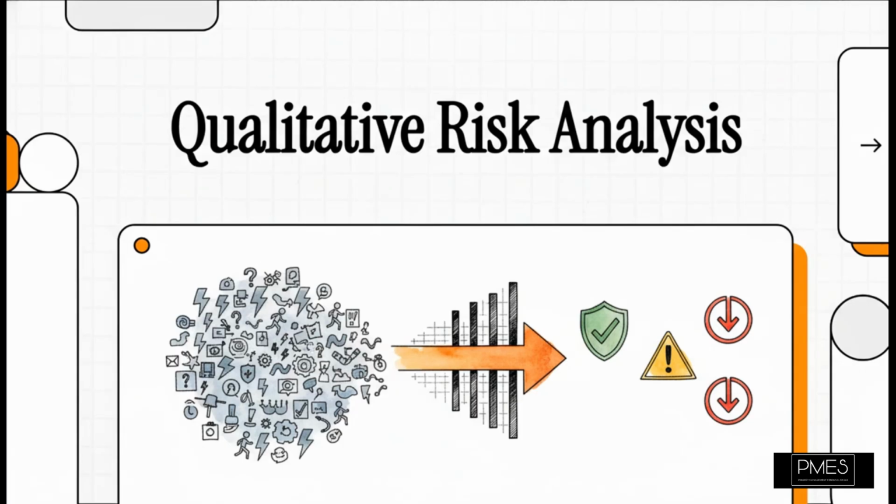Okay, so in any project, you're going to identify dozens, maybe even hundreds of potential risks. But let's be real, you can't tackle them all. So, how do you separate the truly critical threats from all the background noise? Well, today, we're explaining the process that does exactly that. Qualitative risk analysis. It's how you turn a long, messy list of worries into a sharp, focused plan of action.